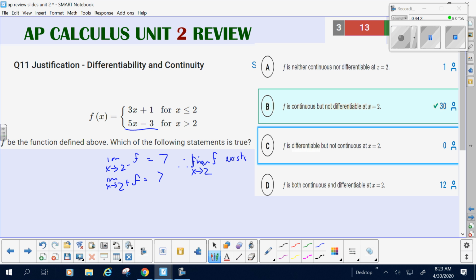And it equals 7. f at 2, is it defined somewhere? And yes, it is defined and equals the same as we got for that value, exists, and that equals 7. And because they're equal, then yes, it's continuous, so that's a yes.